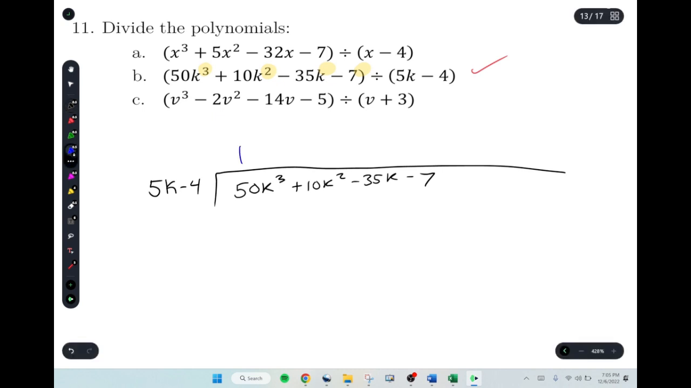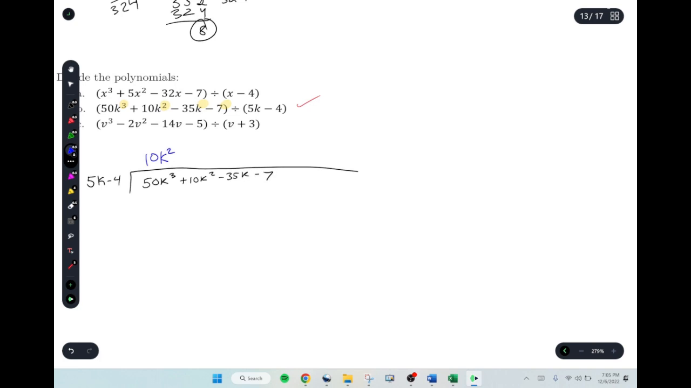I definitely see a 10 happening, right? Because 5 times 10 is 50. And then to get from k to k cubed, throw k squared up there. And then I always hop over to the side right here, and I just do that problem. Like I literally just take it over to the side, and I'm like, 5k minus 4 times 10k squared equals, do your little distribution thing, 50k cubed minus 40k squared.